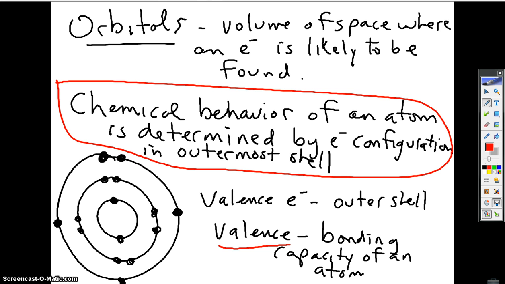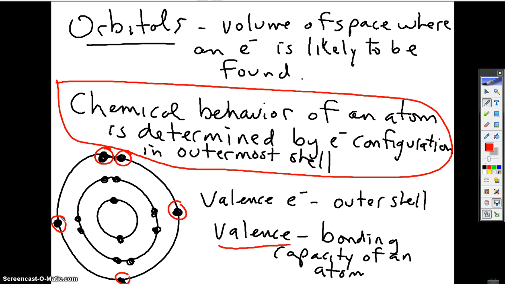And this is a very important concept, so important that I think I write the exact same thing a couple slides later here. But the chemical behavior of an atom is determined by the electron configuration in the outermost shell. So you may have heard of valence electrons before. Those are in the outer shell. So in the Bohr model that I have here, we have 1, 2, 3, 4, 5 valence electrons in the outer shell, and that's probably how you addressed them in chemistry last year.